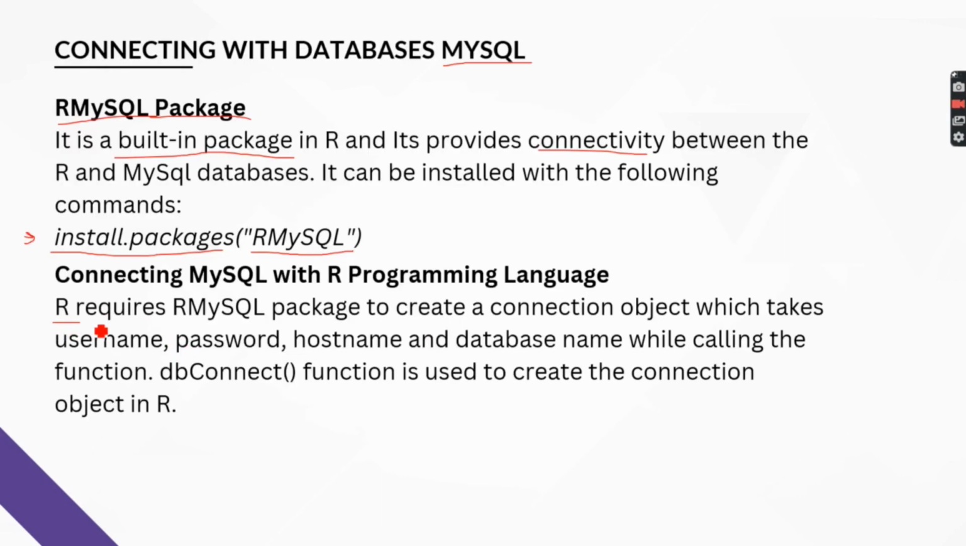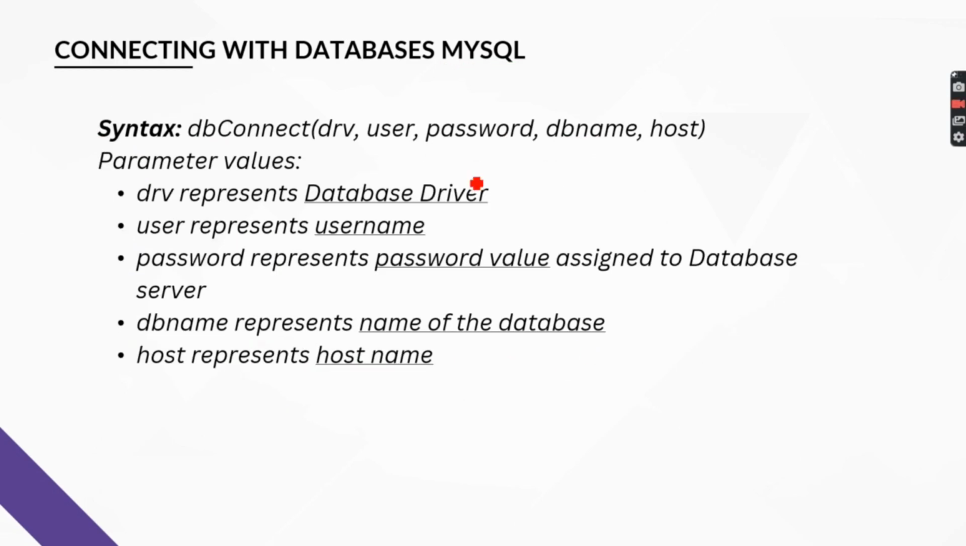How will it work? R requires this package to create a connection with the database object, and it is going to take the username, password, host name, and all the other information. We are going to use a function named dbConnect, which we use to create the connection between the objects in R and the database. This is the syntax.